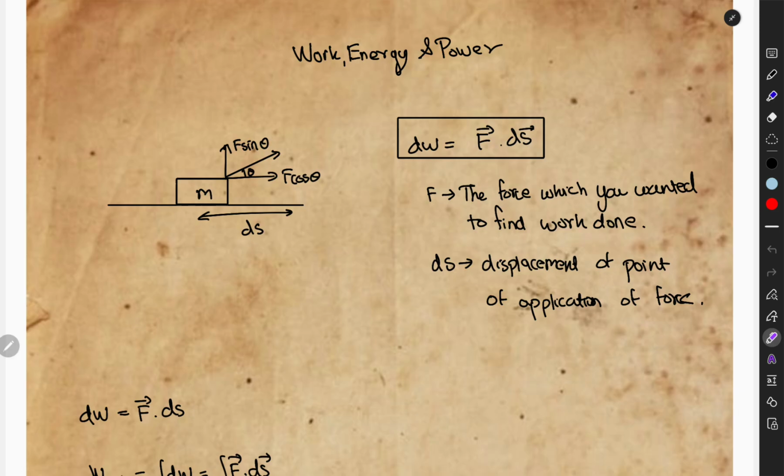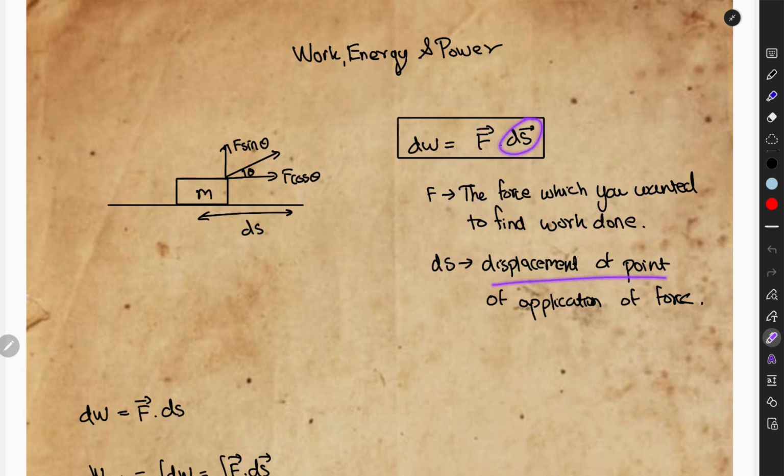First, we need to see the formula of work, which is dW equals F dot ds, where F is the force for which you want to find the work. For example, if you want to find the work done by the frictional force, this F will represent the friction force. If you want to find the work done by the spring force, this will represent the spring force. So it is basically the force whose work you want to find, right?